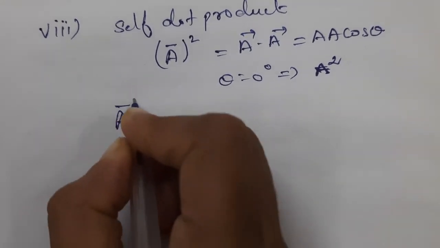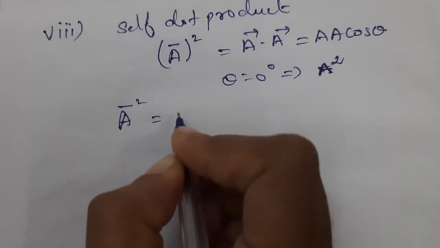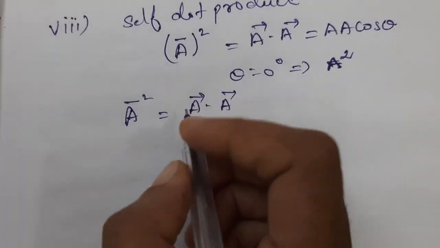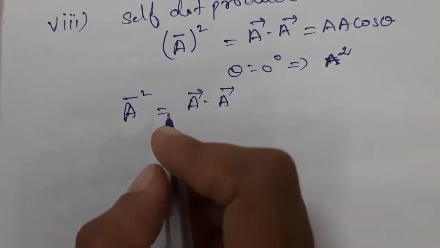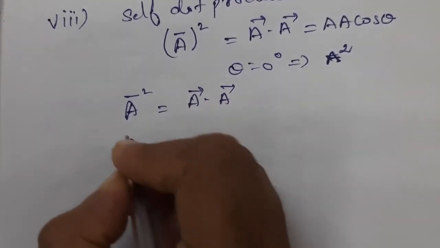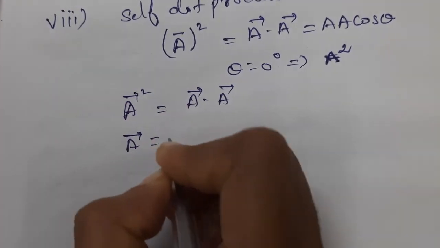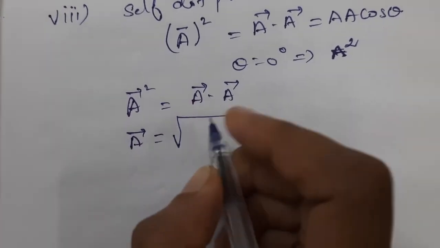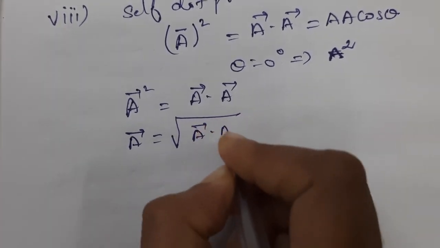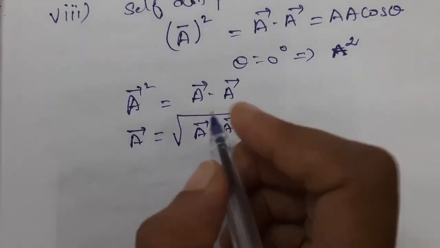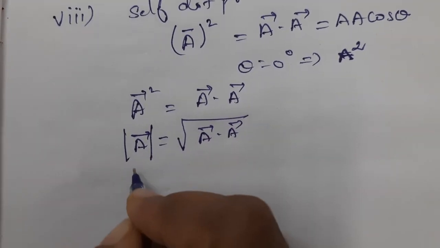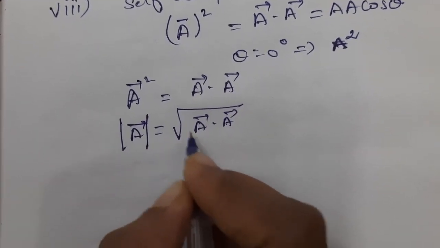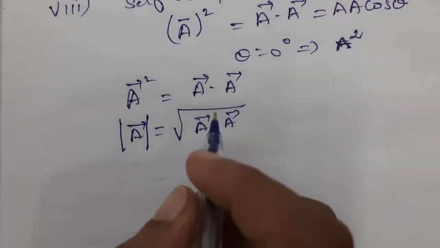So A vector square is equal to A dot A, or else the magnitude or norm of the vector A vector is equal to square root of A dot A. That is the modulus. The magnitude of the vector can be written as modulus A vector equal to square root of A dot A. So what is the 8th point?